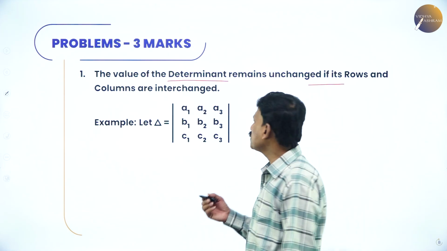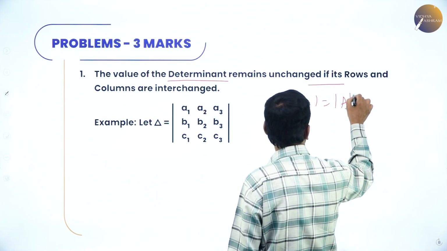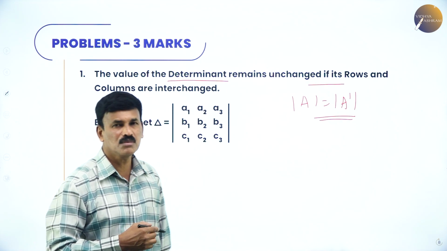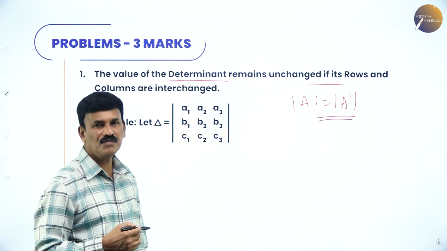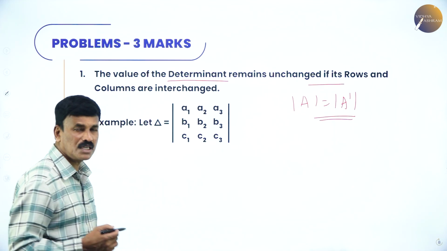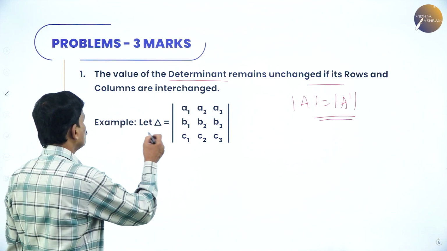That means, suppose if A is a determinant, then the value of determinant A and A dash are the same. If you interchange, that is, if you transpose this determinant, you will get A dash, then the value of A and A dash determinant are found to be same. Now, let us take an example. Let me explain with this. Now, let us come to the proof. What is the proof for this?